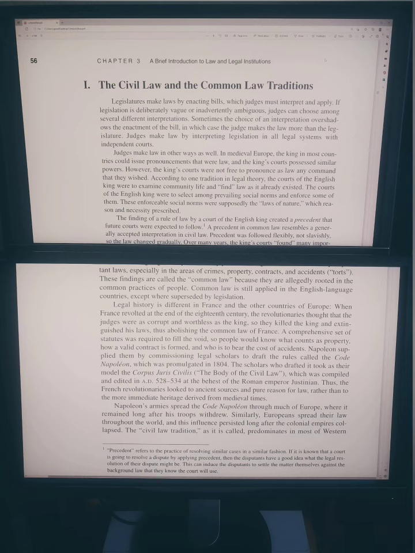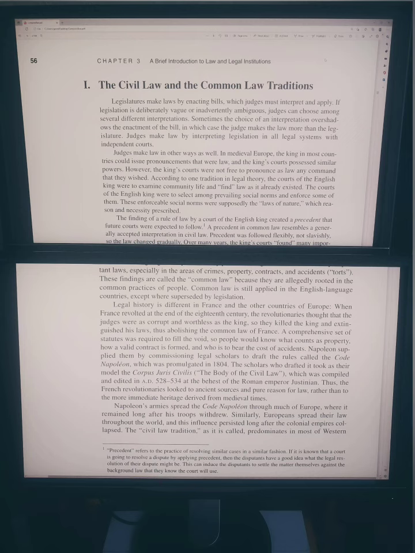These enforceable social norms were supposedly the laws of nature, which reason and necessity prescribed. The finding of a rule of law by a court of the English king created a precedent that future courts were expected to follow. Precedent refers to the practice of resolving similar cases in a similar fashion.